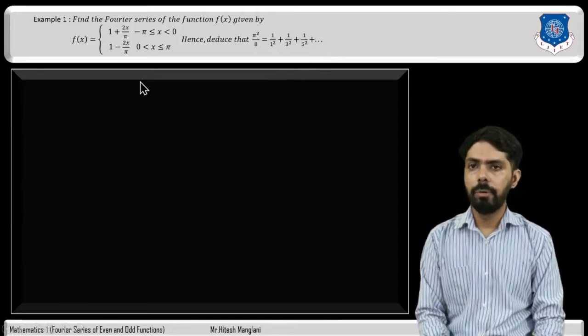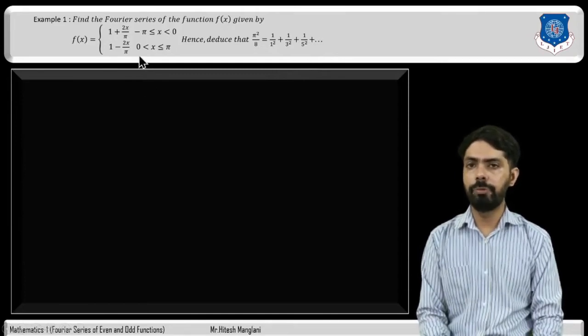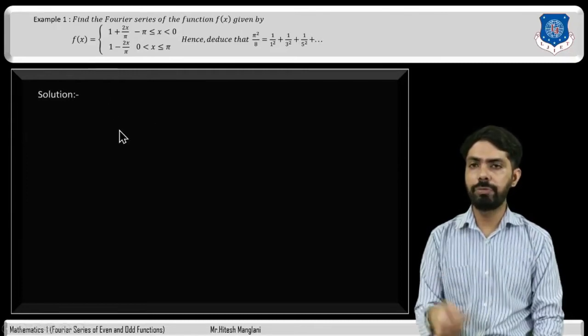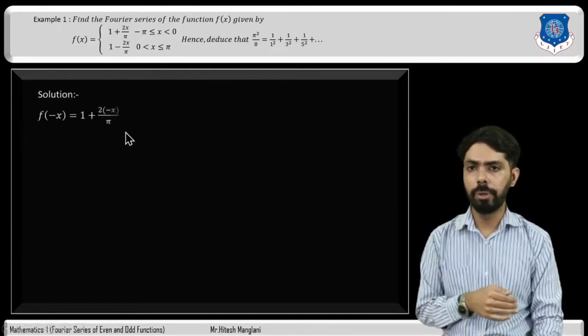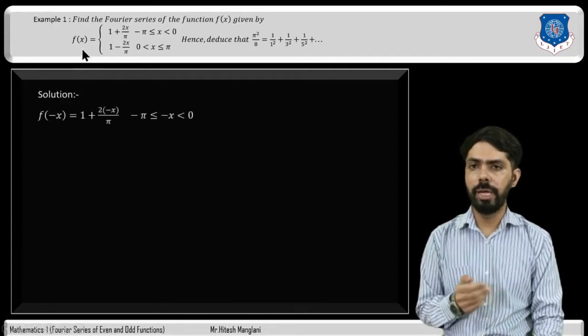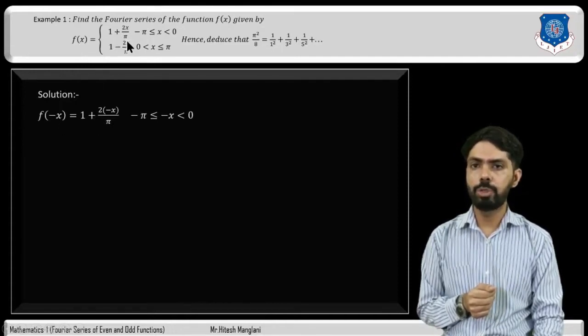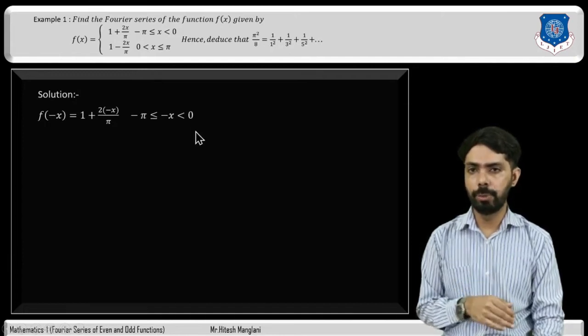So here we will have to find the Fourier series of this function. First of all, we will check whether this function is even or odd. For that we will have to find f of minus x. Replacing x by minus x, it will be 1 plus 2 into minus x divided by pi, for minus pi less than or equal to minus x less than 0.